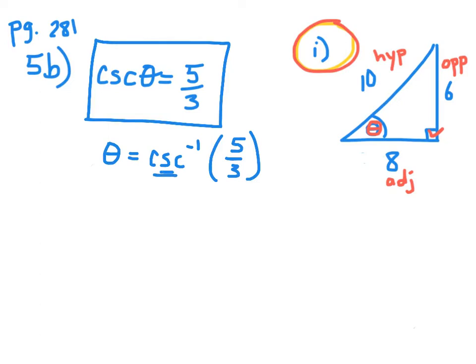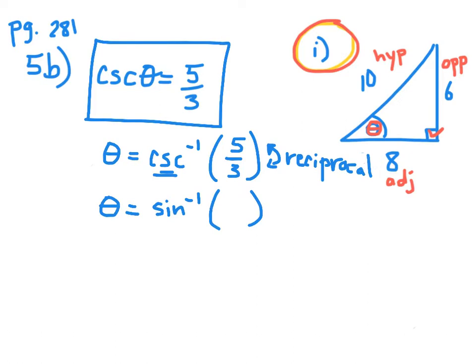So when you have a situation like this, we have to change this to something we can use our calculator for. We should understand that cosecant is the reciprocal of sine. So instead of writing cosecant, if I write sine inverse, all I've got to do is flip this fraction, because I know that sine is the reciprocal of cosecant. So the reciprocal would be 3 over 5.